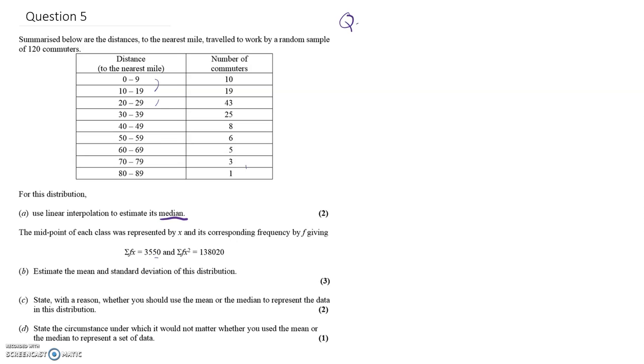Q2, or the median, is the value that lies halfway between the data. So you've got to do half times the total frequency, which is 120. And that means that the median is the 60th value, if you were to organize all of your data in the list from lowest to highest.